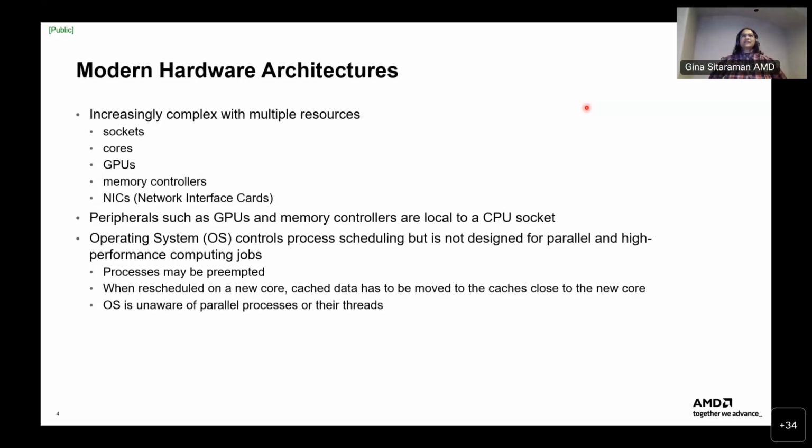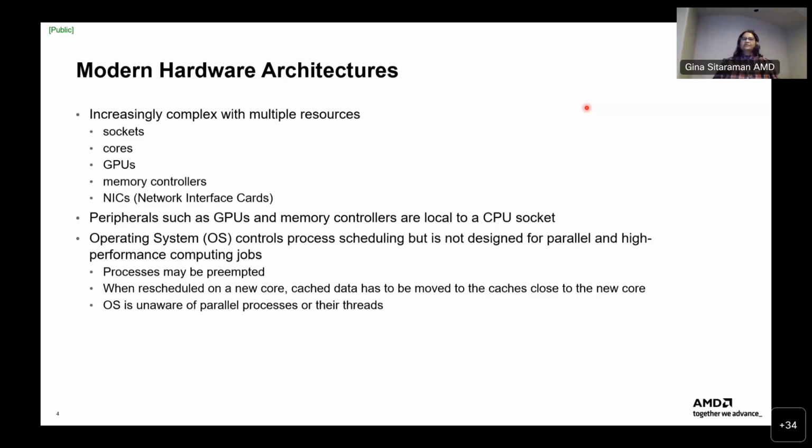What does that involve? What do they have? They are increasingly complex, right? We have multiple resources, such as multiple sockets, many cores, many GPUs on a node, several memory controllers, several network interface cards, and where they are placed, etc. And we also have peripherals and memory controllers, for example, and GPUs. These are local to different CPU sockets. These are some of the complexities that come with modern architectures.